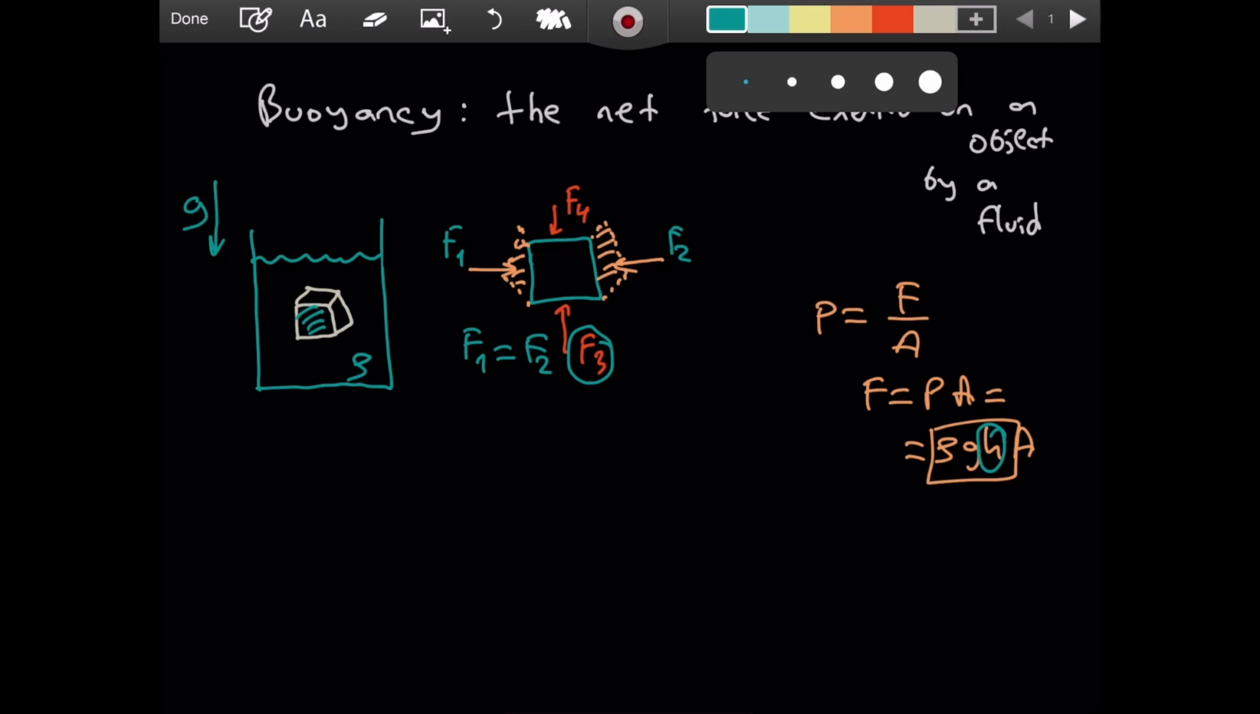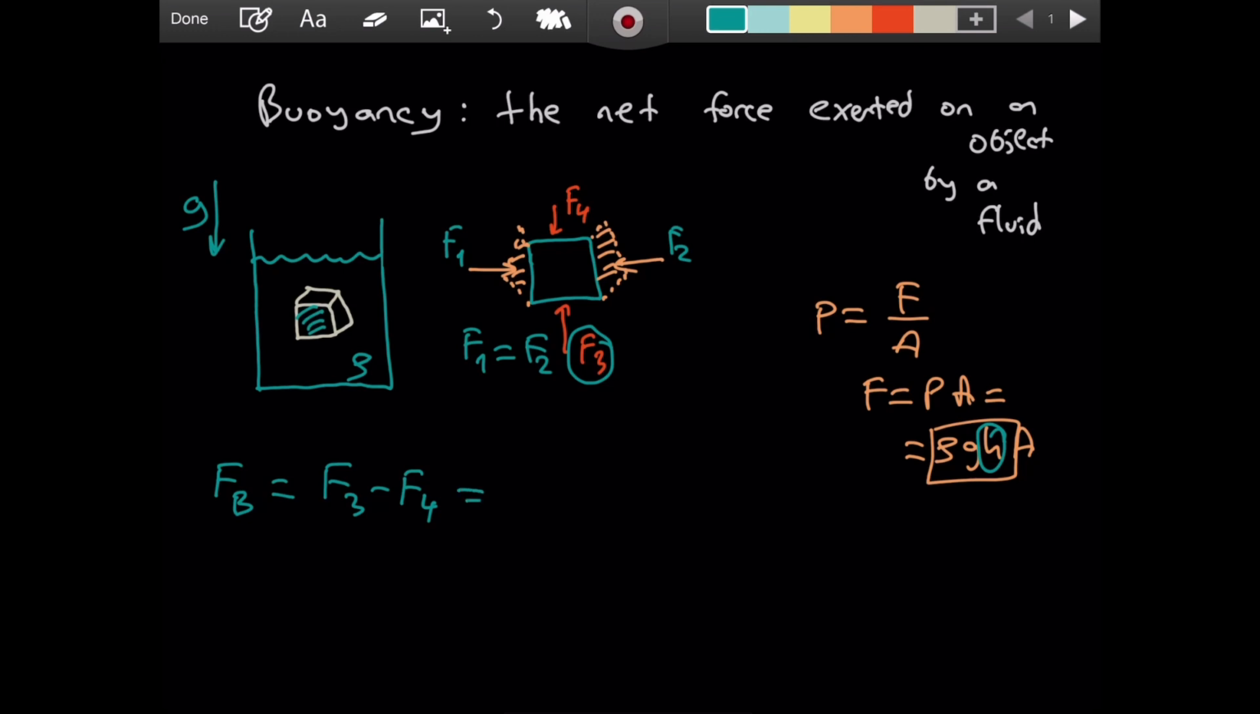So we have this, and this means the force of buoyancy, if I call it FB, will be F3 minus F4. And we already see that it will be upwards. So the force of buoyancy will be upwards. Now we are looking for its magnitude. We have the direction. What about the magnitude? This is equal to. What is F3?